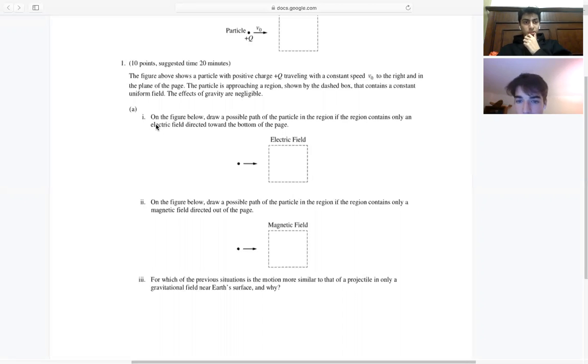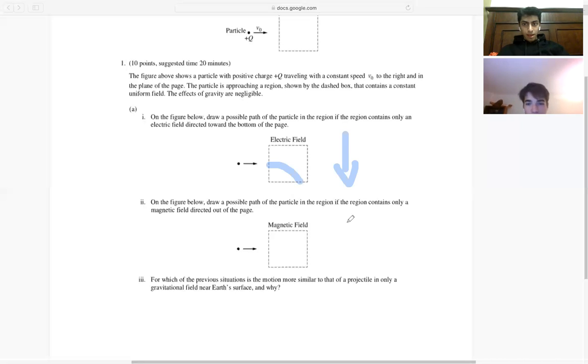Part A, question 1. On the figure below, draw a possible path of the particle in the region if the region contains only an electric field directed towards the bottom of the page. So if there's an electric field going down, the particle going this way will be going like that, pretty much.